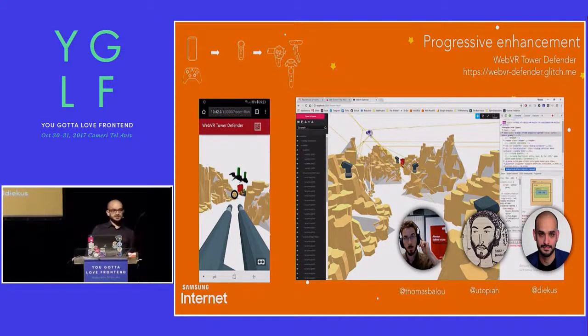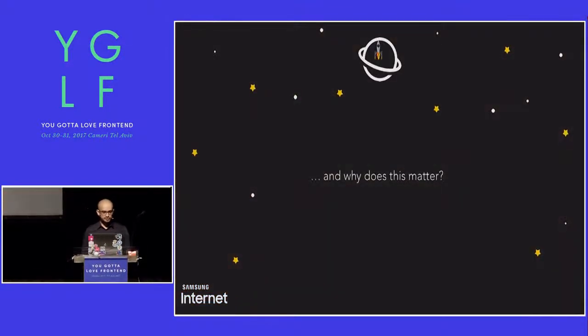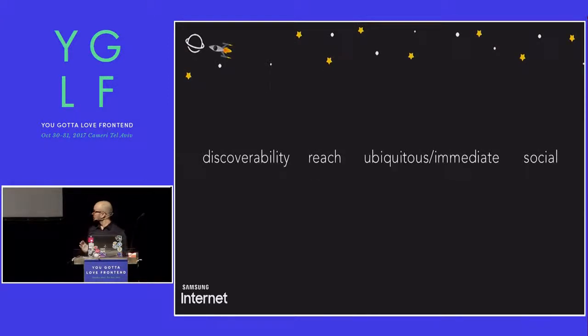Now, we can already start seeing the benefits of this from a technical point of view, but why does this really matter? There are 4 things that I mentioned in the agenda that we're going to be covering. First, we can talk about the discoverability that we get with the web, the reach that we're getting, the ubiquity and immediacy of the content, and the social aspect of it.